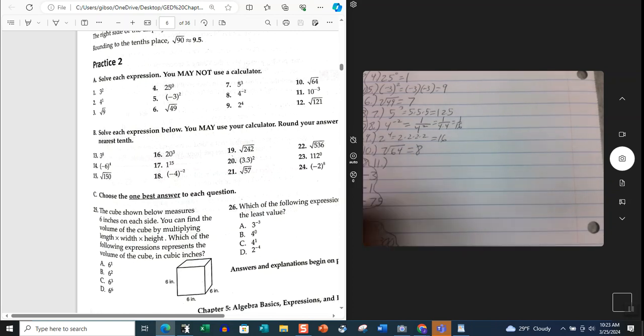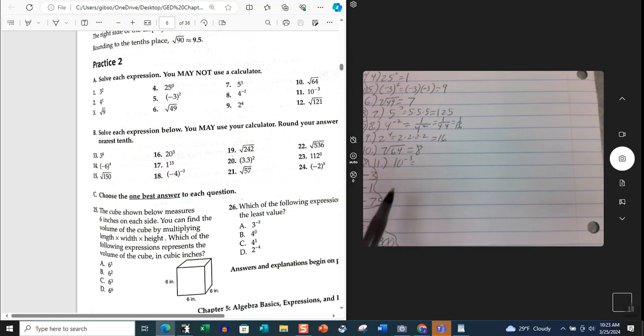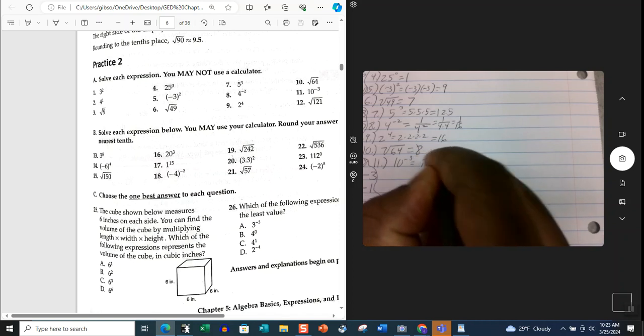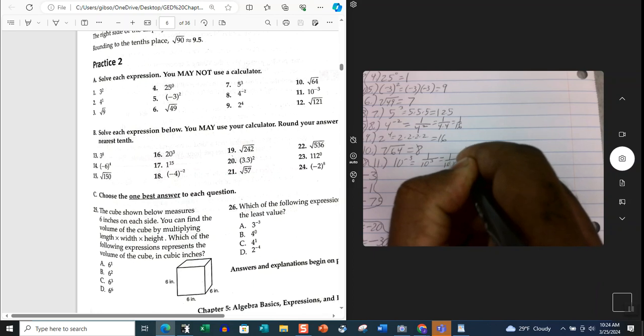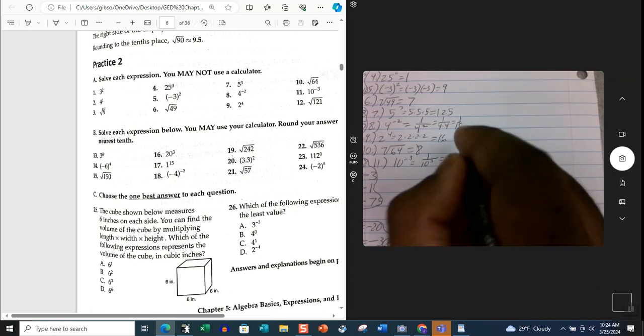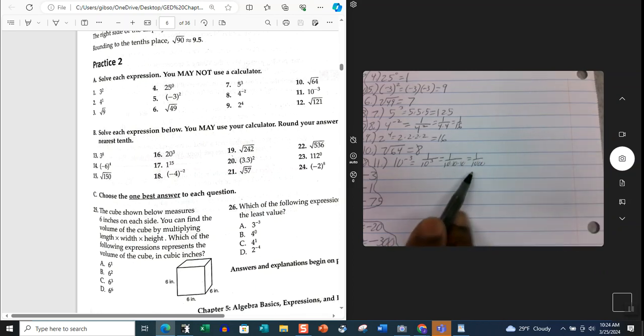Now, number 11. We have 10 to the -3. So 10 to the -3 power is 1 over 10 to the third power, which is the same as 1 over 10 times 10 times 10. 10 times 10 is 100, times 10 is 1,000. So this is 1 over 1,000. That's your final answer.